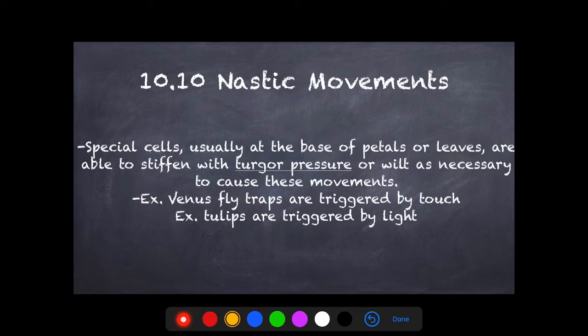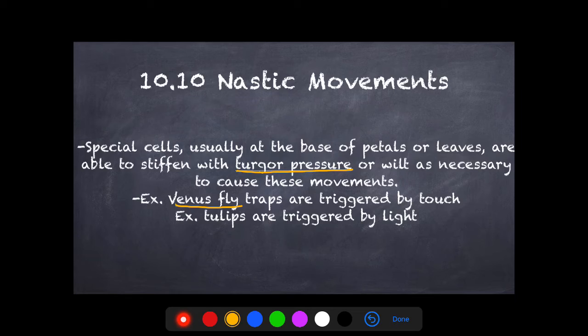So how does this happen? How does nastic movement happen? Well, when you have a plant, they have special cells at the bottom of the petals or at the bottom of the leaves that can actually harden or stiffen and then can also release as well. And it all depends on turgor pressure. Remember, turgor pressure is when you have the central vacuole of the plant filled with water. When it's full, it will make the leaves kind of branch out a little bit more because they look more sturdy. But when they're not full, they're going to look wilted and kind of fall in on themselves. And so when you have these changes between being sturdy and wilted, you're going to have movement occurring.